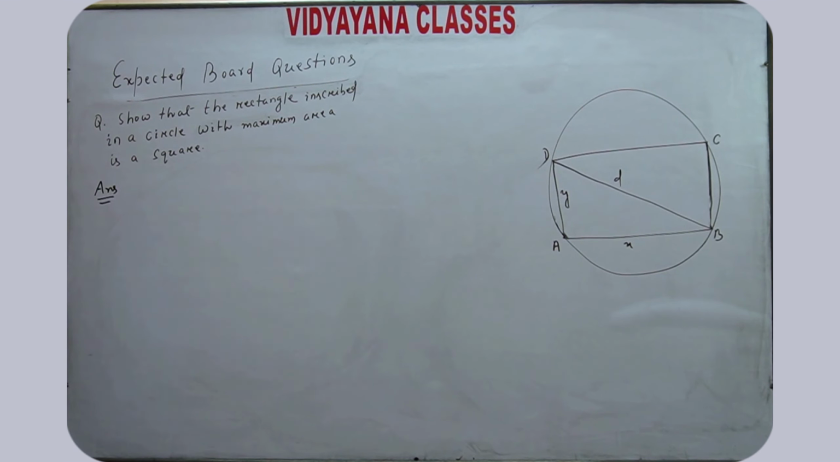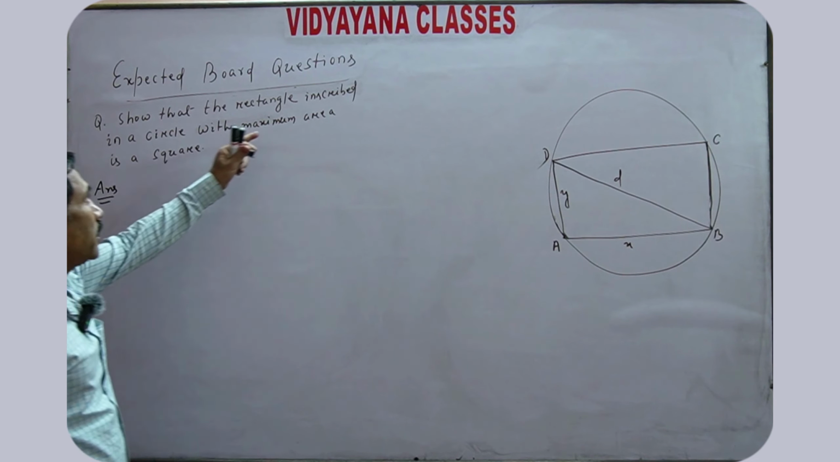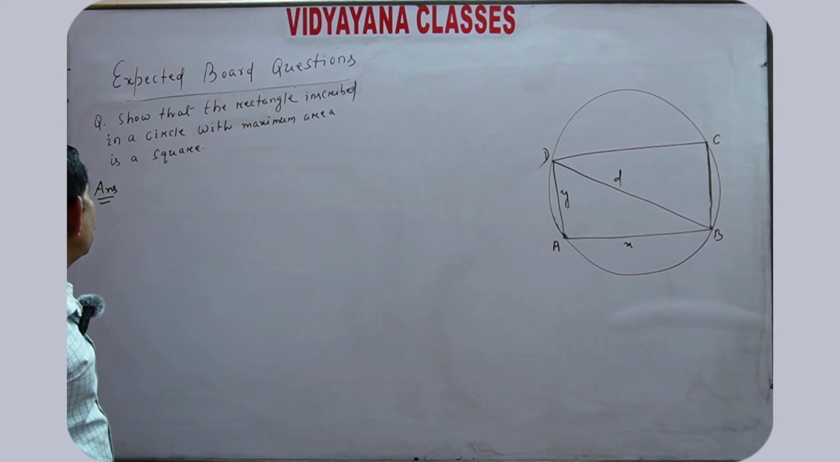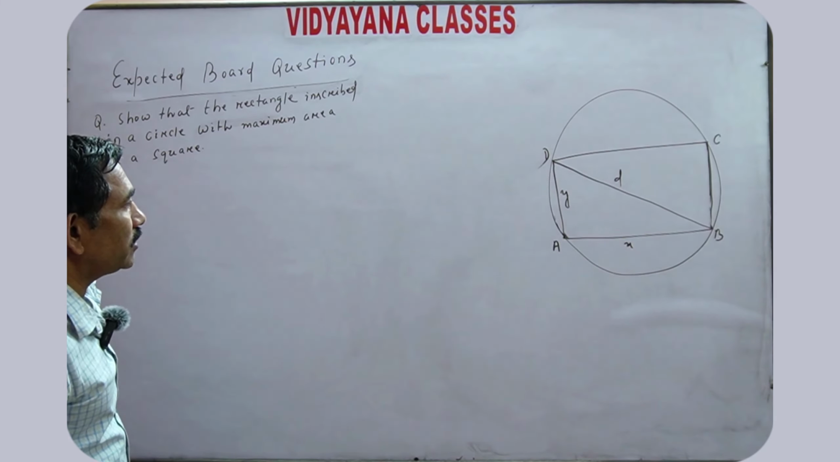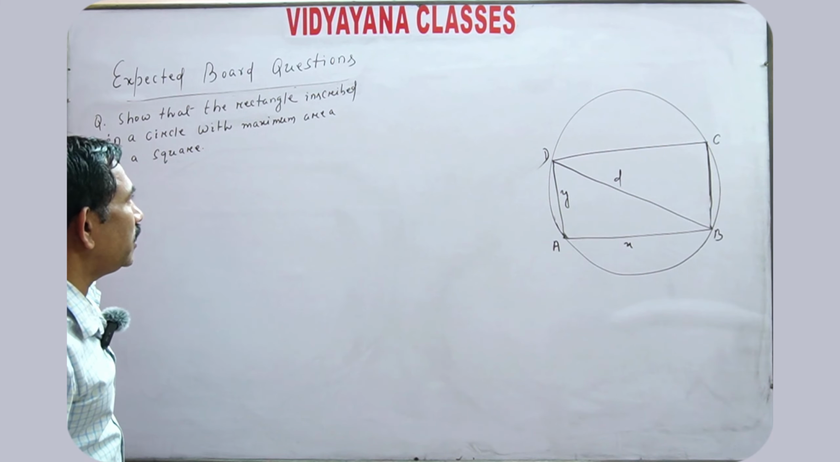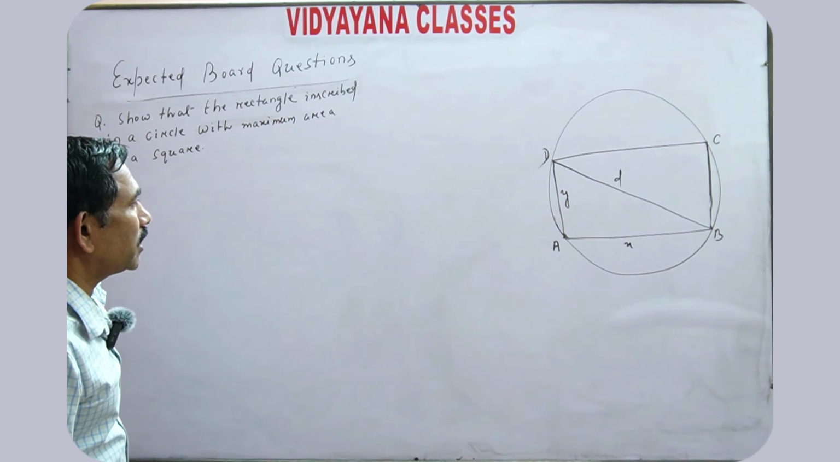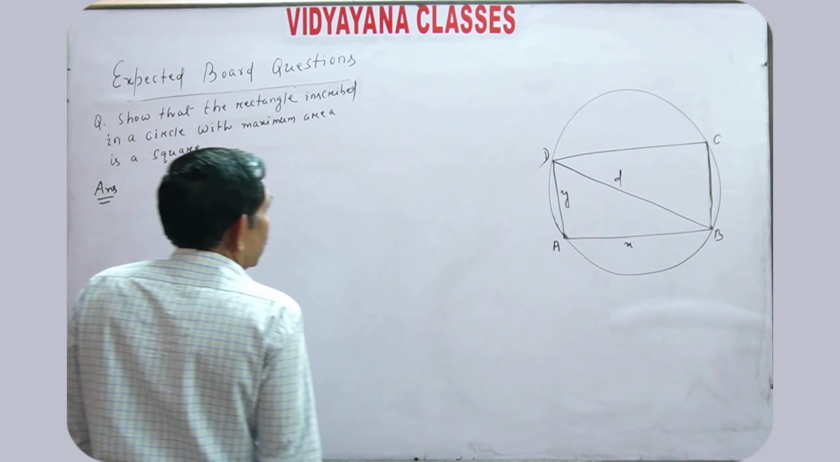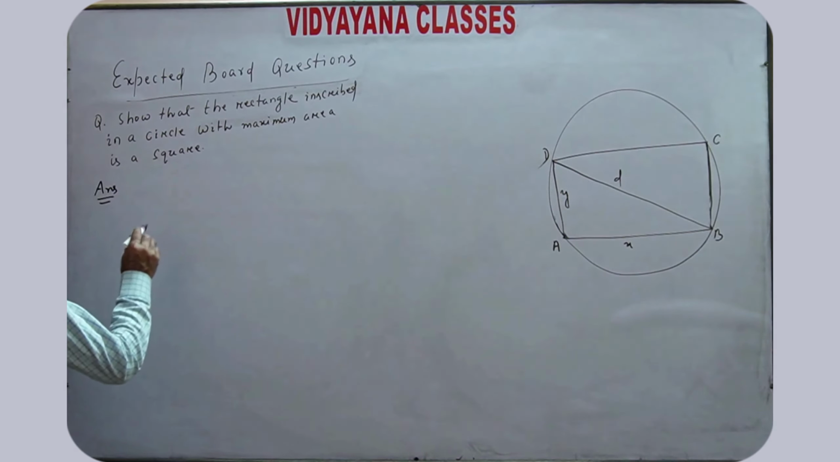Here it is given that the rectangle inscribed in a circle with maximum area is a square. Let us consider ABCD is a rectangle inscribed in a circle of diameter D.